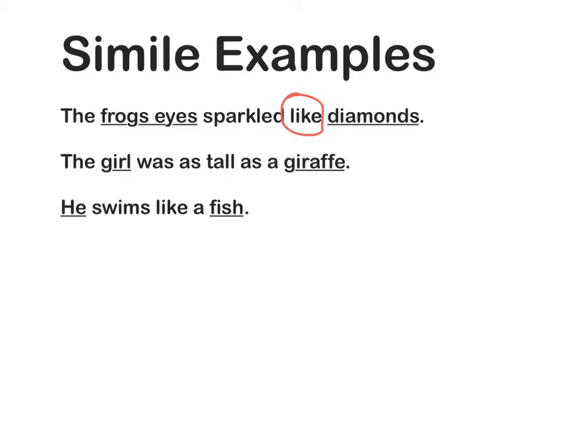The second example is the girl was as tall as a giraffe, and I have girl and giraffe underlined because those are the 2 unlike things. You don't usually talk about girls and giraffes together. This is a simile because it's using the word as in 2 places. The last example is he swims like a fish. A boy and a fish are being compared, and that is using like. So that's what makes them a simile. Please pause and choose one of these to write as an example in your foldable.